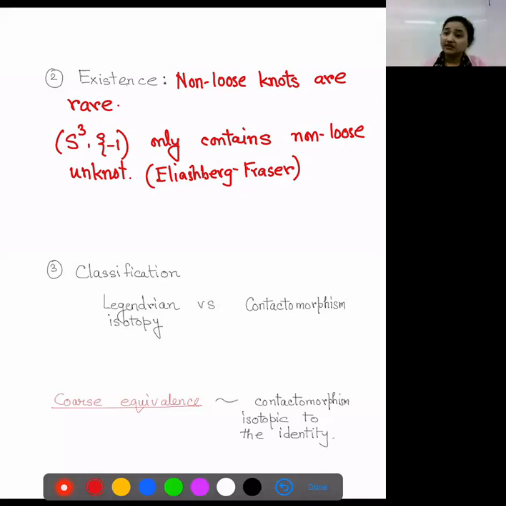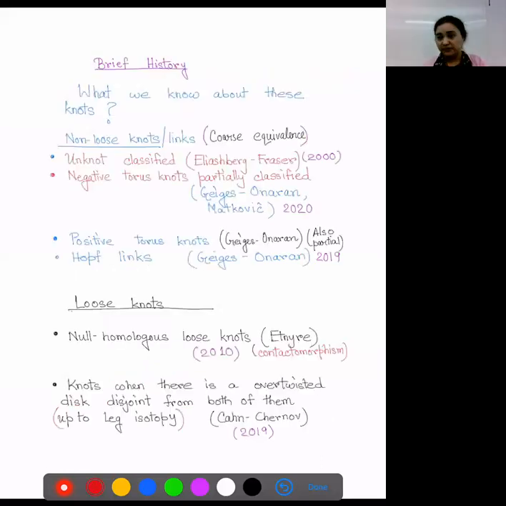And here there is another notion in over-twisted, which is coarse equivalence. So we say that two knots are coarsely equivalent if we can find a contactomorphism which takes one knot to the other, which is isotopic to the identity. And we will use this notion of equivalence. Okay. Next, some brief history.